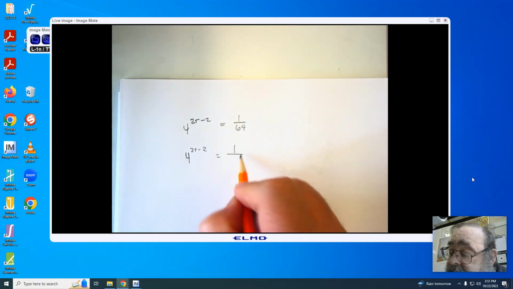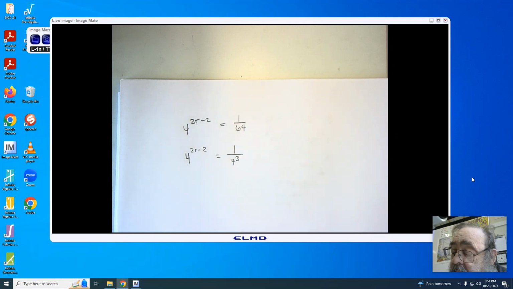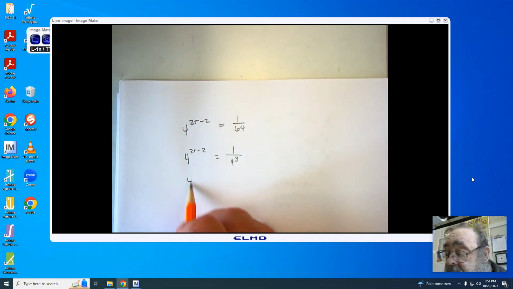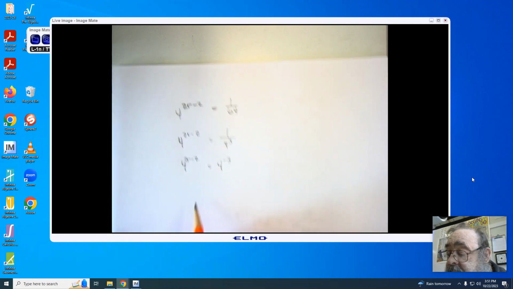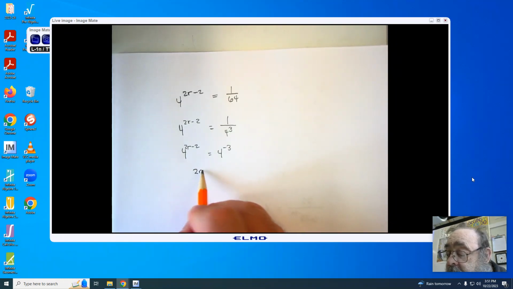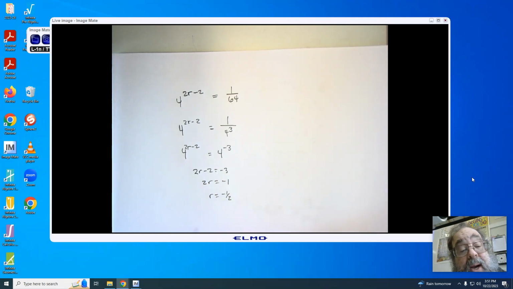I just recognize that this is 4 cubed, and so I wanted to work with it instead. I'm now going to take this and call it 4 to the 2r minus 2 power equals 4 to the minus third. Therefore, 2r minus 2 has to equal minus 3. 2r has to equal minus 1, and r has to now be negative 1/2.